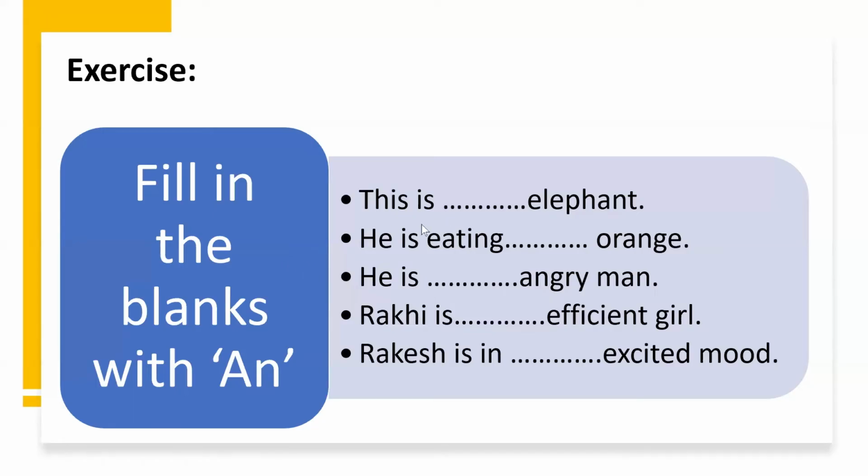I have put a few sentences. In general, you will not find exceptions here. Simple. This is an elephant. He is eating an orange. He's an angry man. Raki is an efficient girl. Rakesh is in an excited mood.